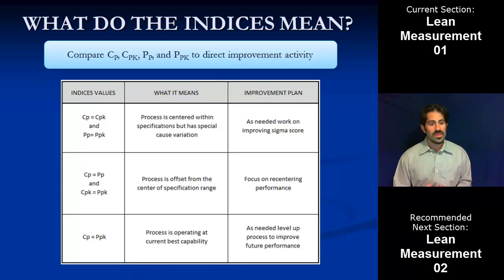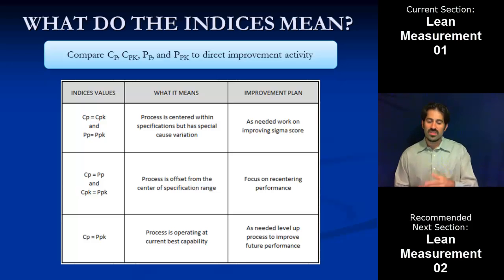So the second one, if CP and PP and CPK and PPK are not equal, then what that tells us is that the process is offset, right? Everything is too short or everything is too long. We can get this right from just the data we're collecting without having to measure every single thing. This lets us take the samples that we are getting and make predictions about what is really happening. That's what this data is telling us.